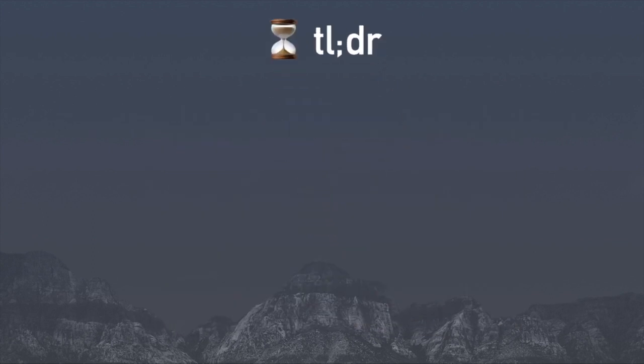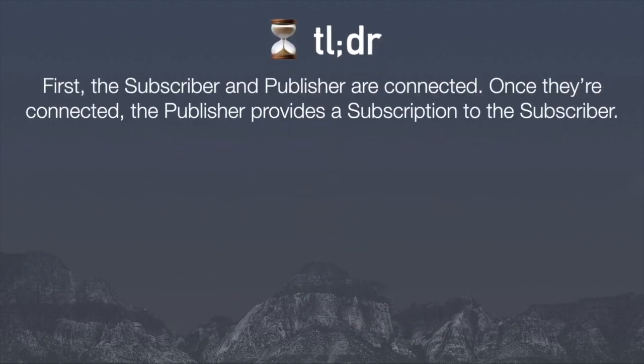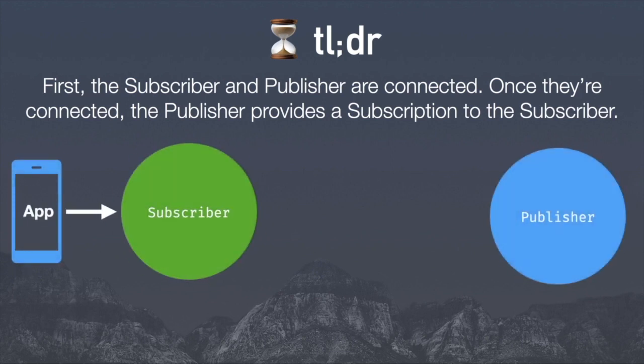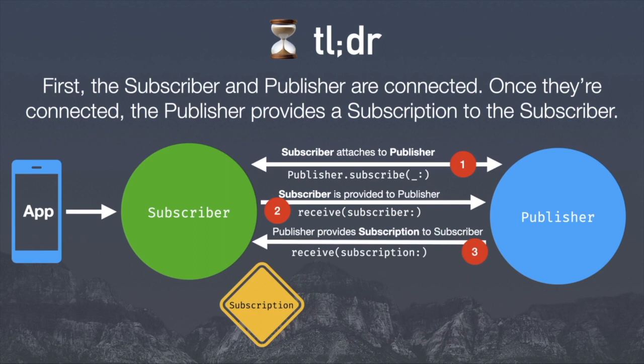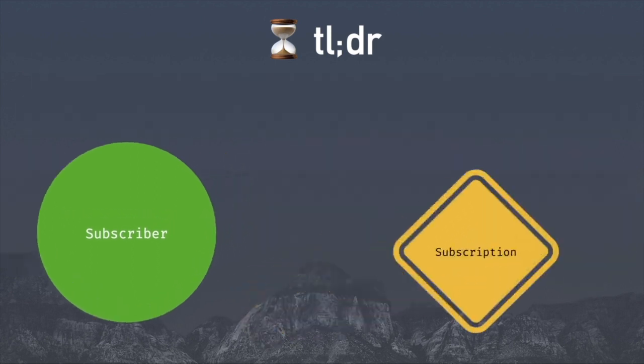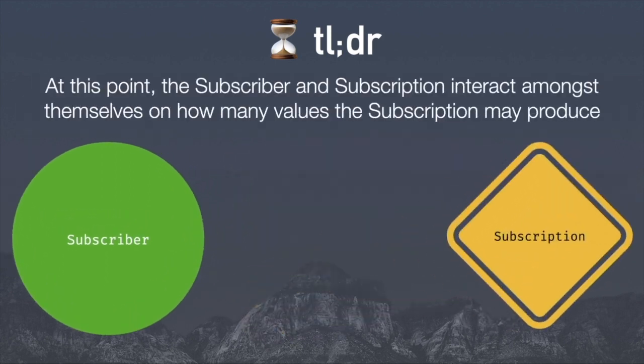To summarize this very heavy theoretical section, we have a subscriber and a publisher, and they are connected amongst themselves. Once they are connected, the subscriber is provided to the publisher. The publisher creates a new subscription to represent the connection between them and passes it off to the subscriber. At this point, basically, the subscriber and subscription talk amongst themselves, and the publisher is basically not involved as much.